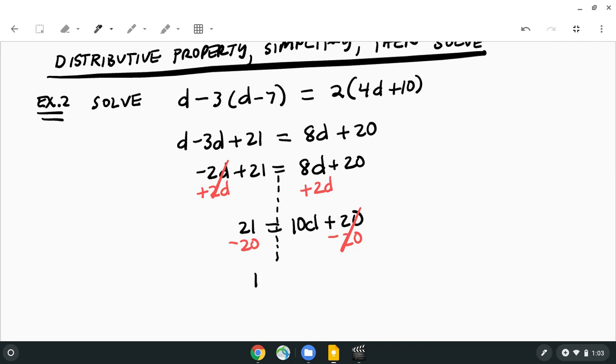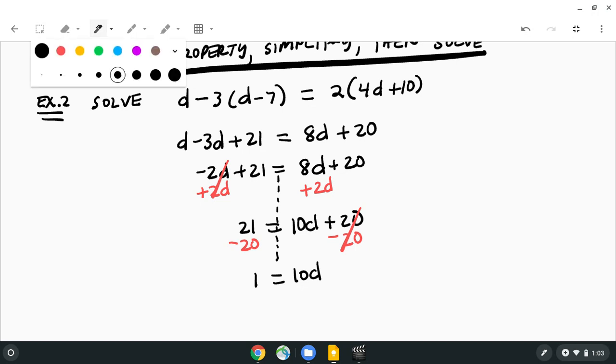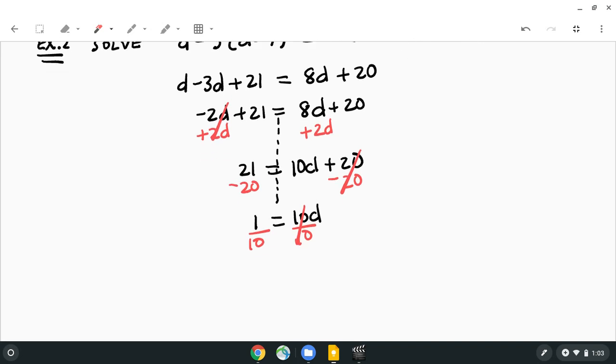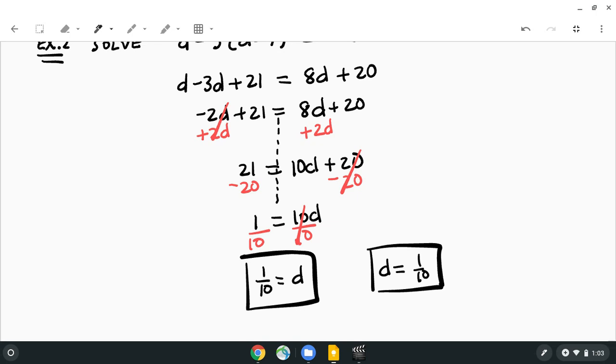1 equals 10d. And now I can divide both sides by 10 to solve for d. Okay, so here d equals 1 over 10. Okay, and it doesn't matter if you write it like that or if you say d equals 1 over 10. It's the same thing. Okay, very good.